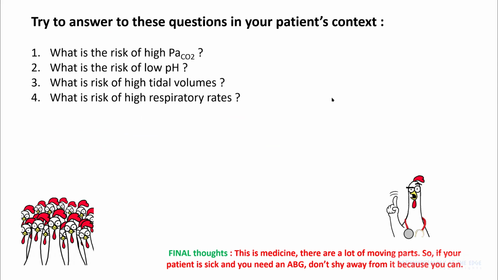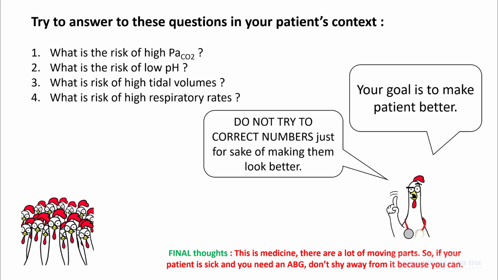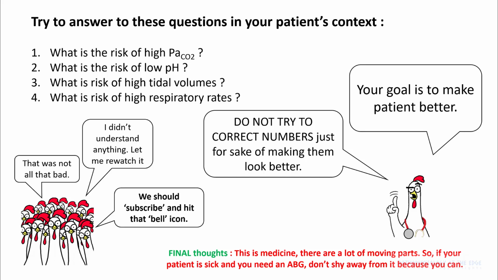Whenever you're changing the setting on the ventilator, always try to answer these questions in your patient's context. What is the risk of high PaCO2? What is the risk of low pH? What is the risk of high tidal volumes? And what is the risk of high respiratory rates? Your goal is to make the patient better and not to correct the numbers just for making them look better.